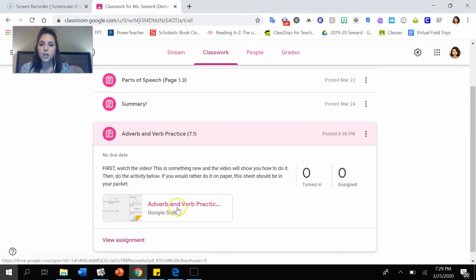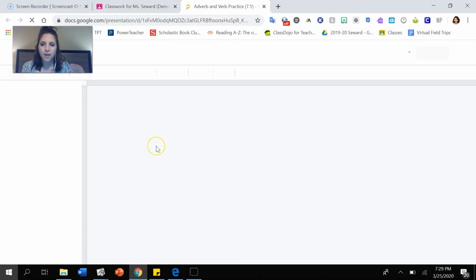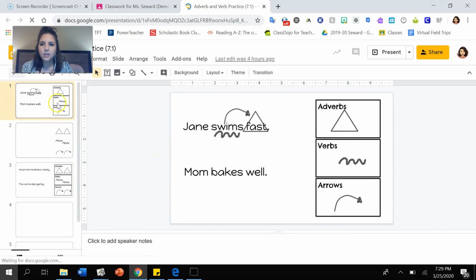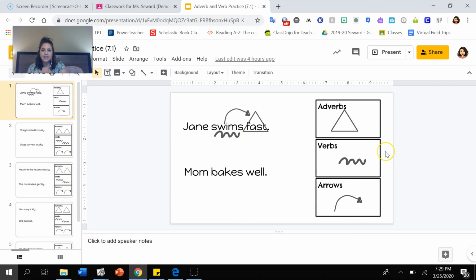Okay, so then you're going to click on adverb and verb practice. And remember, your video is going to be on here too. Then it's going to pull up this, and it shows the first one, Jane swims fast. It did the same thing that we did, except we don't have any nouns. We're not picking out the nouns. We do have a noun. What's the noun? Think about it. Jane swims fast. Who is this sentence about? It's about Jane. But for this activity, you don't have to pick out the nouns.